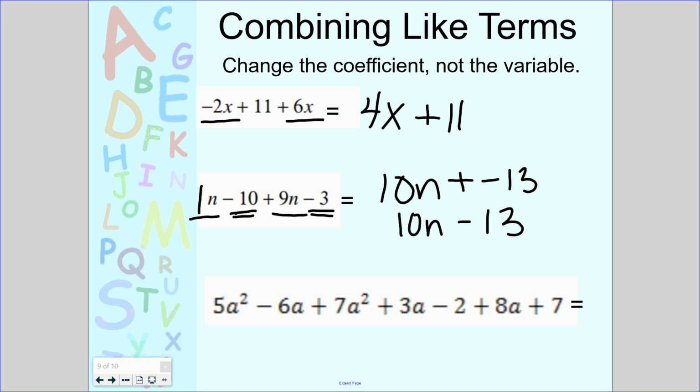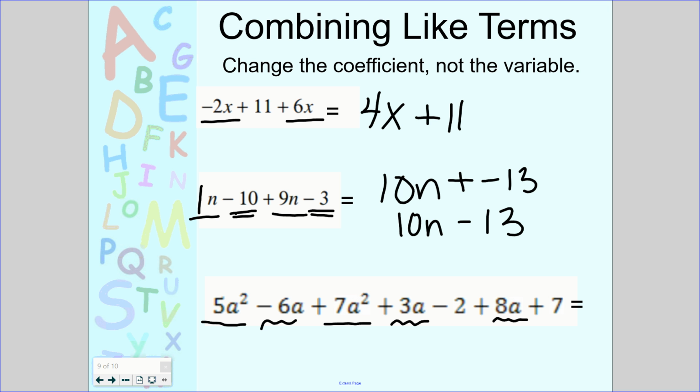Good. Good. And we say those are squared. So I have a 5a squared and a 7a squared. What else? Give me another set. Okay, negative 6a and 3a and 8a. I've got 3 of those that are all the same.